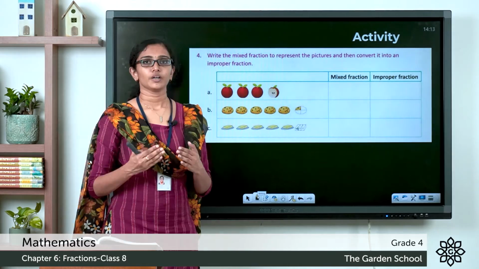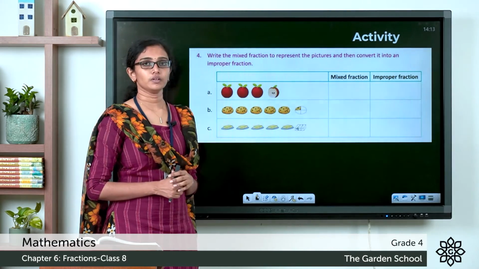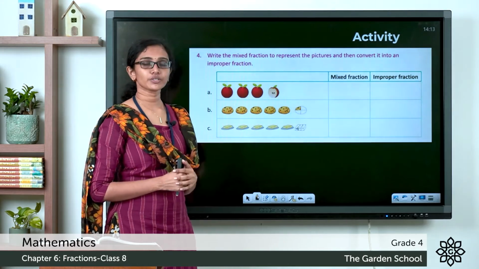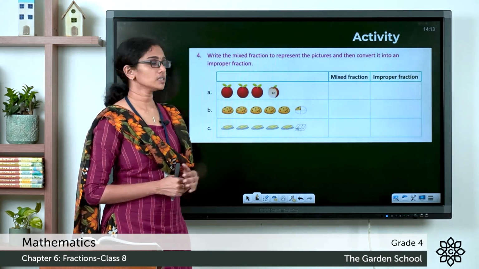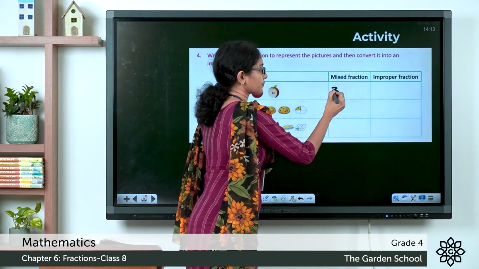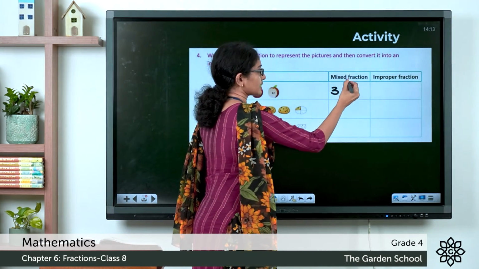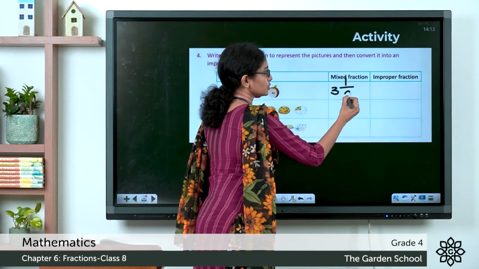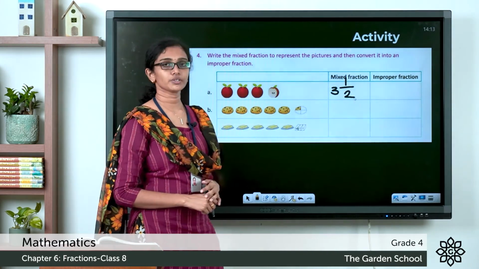The first set, you have 3 whole apples given here and 1/2 apple, 1/2 or 1 by 2 of an apple. So, how would you write the corresponding mixed fraction? 3 whole apples means the whole number part is 3, and then 1/2 or 1 by 2 of an apple. So, let's write that 1 by 2. So, the corresponding mixed fraction is 3, 1 by 2.